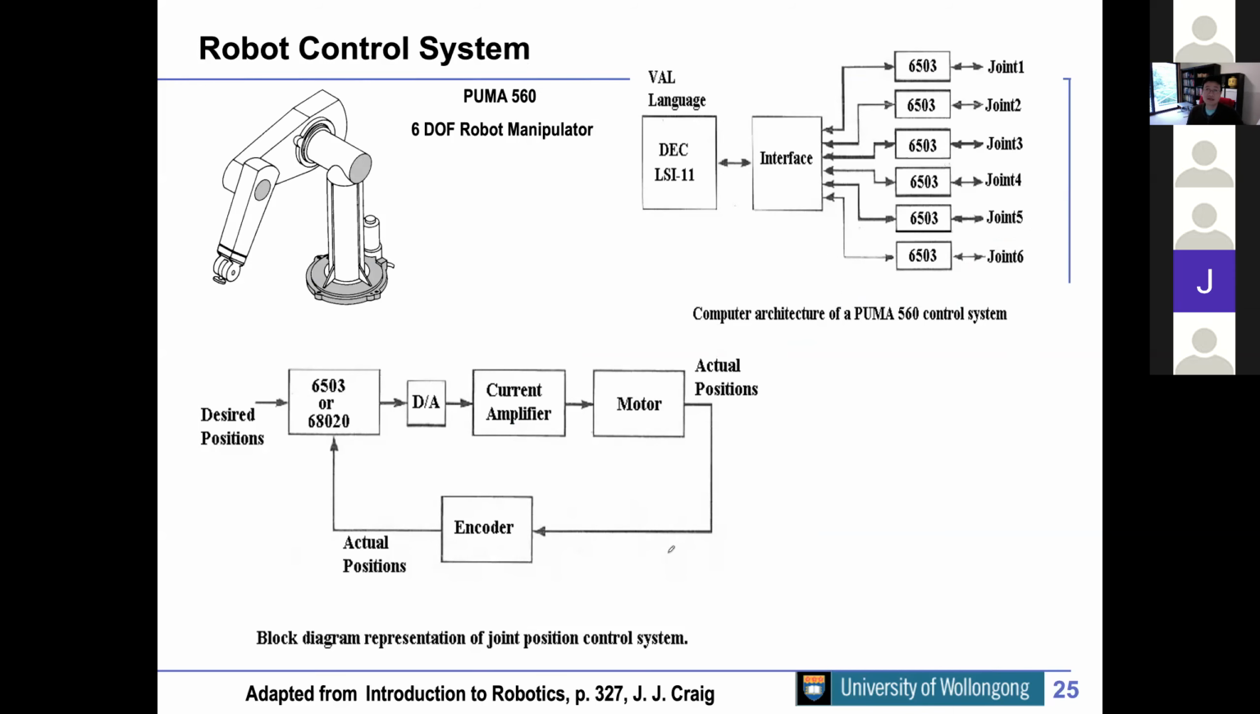Another example is robot control. This is the most popular robot, the Puma 560, normally used in laboratory environments. What we want a robot to do normally is for the TCP, the end of the robot, to follow a certain trajectory.